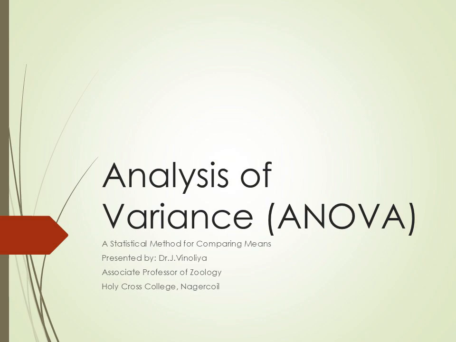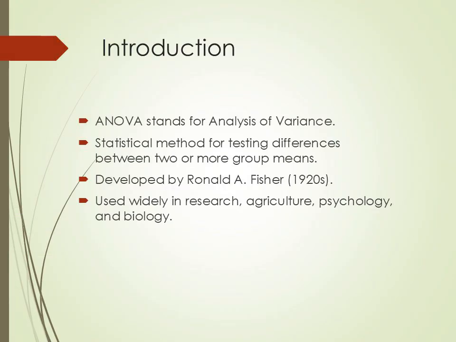Dear students, today we shall see about analysis of variance, which is a statistical test to test the difference between the different group means. So what is ANOVA? ANOVA is analysis of variance. It is a statistical method for testing differences between two or more group means, and was developed by Ronald A. Fisher in the 1920s and is used in research, agriculture, psychology and biology.